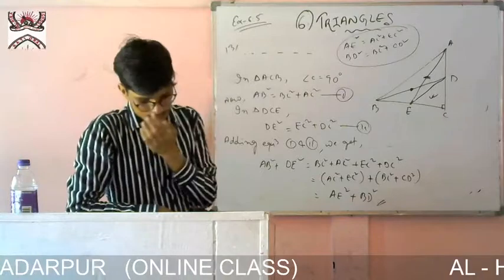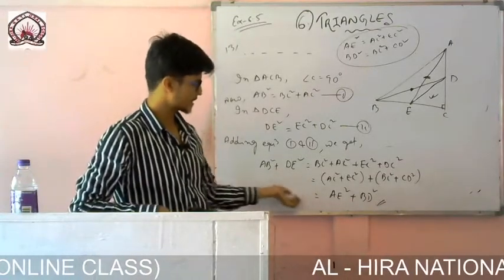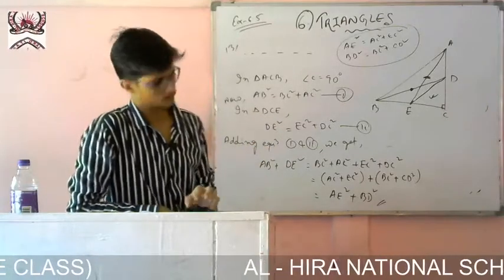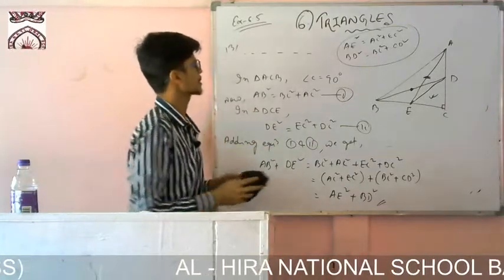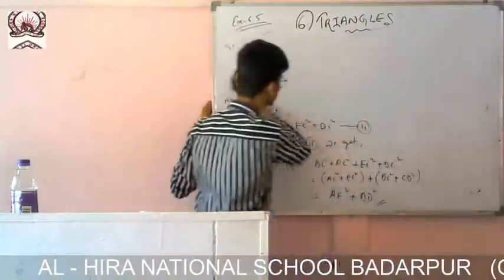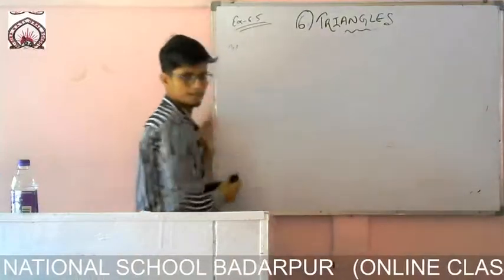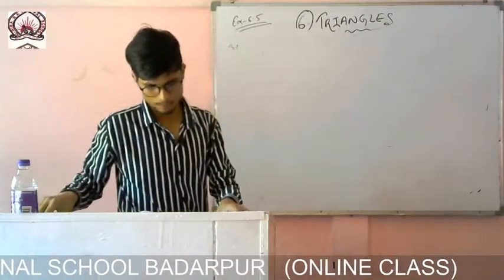AE square plus BD square is equal to AB square plus DE square. So you can arrange and write, or else it's okay, no problem. So this is the end of this question. Now let us move to question number 14.